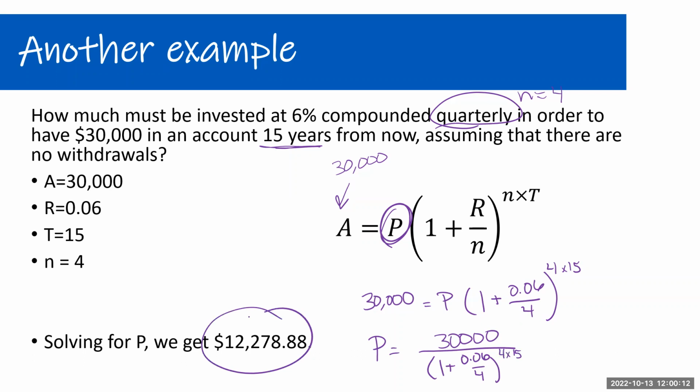So if you are able to get a quarterly compounding account that's going to pay you 6% interest, if you put $12,279 in today, in 15 years, if you don't touch anything, you'll have $30,000.